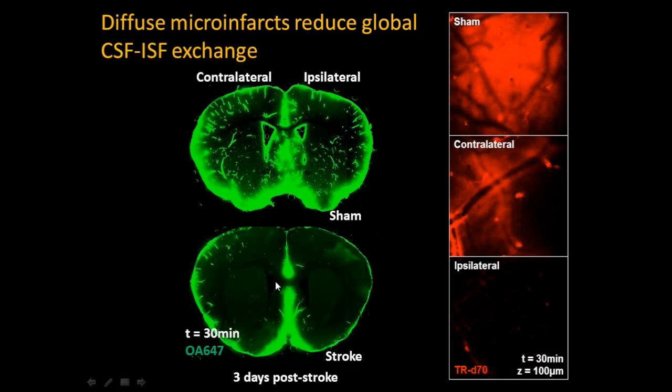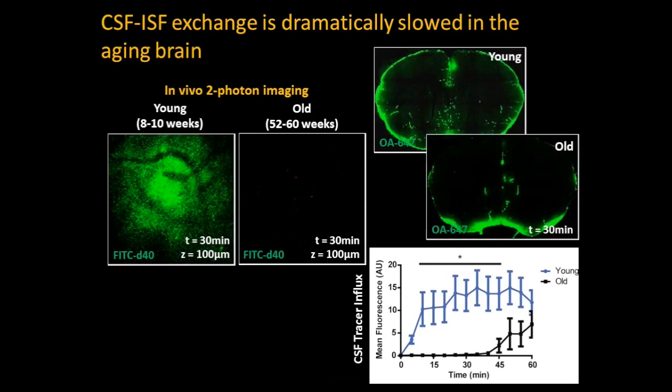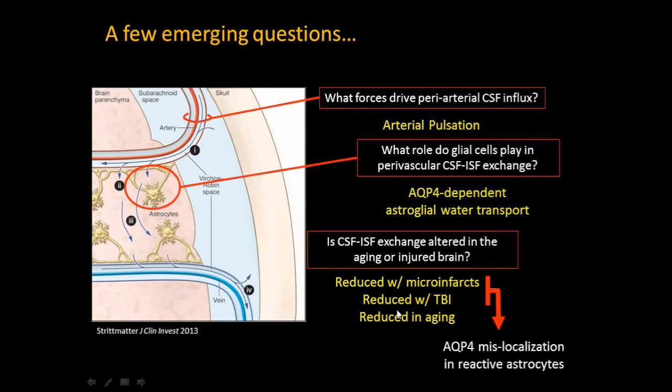So that, to us, is the main point that we want to focus on, and that we're focusing on moving forward. It's that when there is a diffuse reactive astrogliosis, what we almost always see is aquaporin 4 mislocalization. We see that after microinfarcts. We see it after mild and moderate traumatic brain injury.